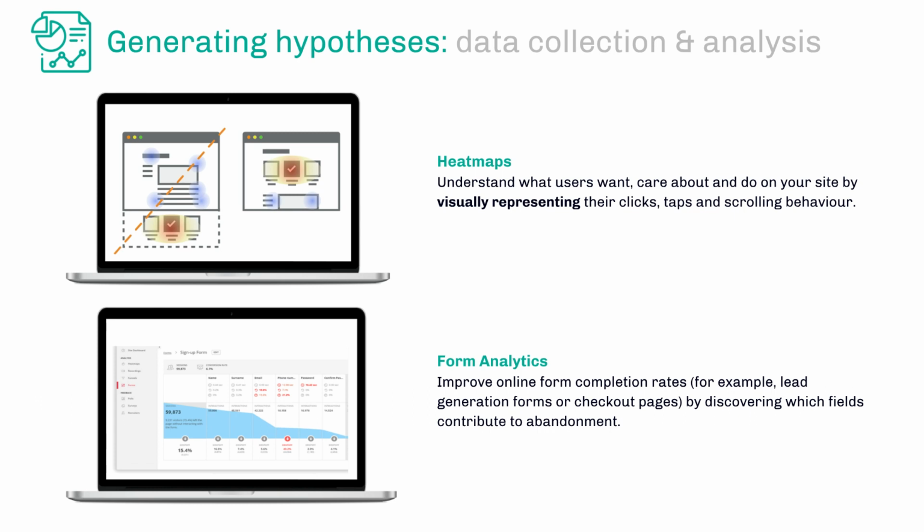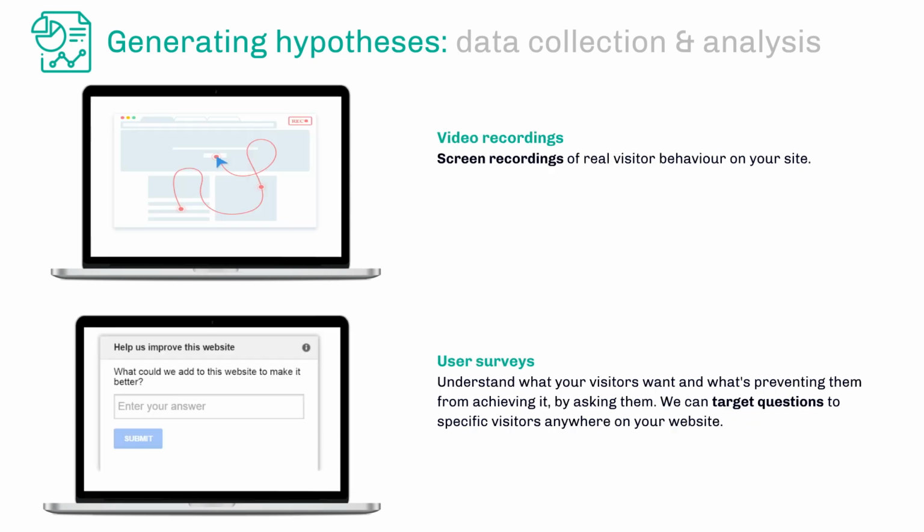Well, there's loads of ways to do it, but here's just a few examples, the most common examples, the low-hanging fruit, if you will. The first is heat maps, where you can visually represent how people are clicking and scrolling on the website. The second is form analytics. This is when you're looking at your individual forms on your website, for example, your lead generation forms, your checkout pages, and discovering which individual form fields contribute to abandonment. So you can actually fix your forms.